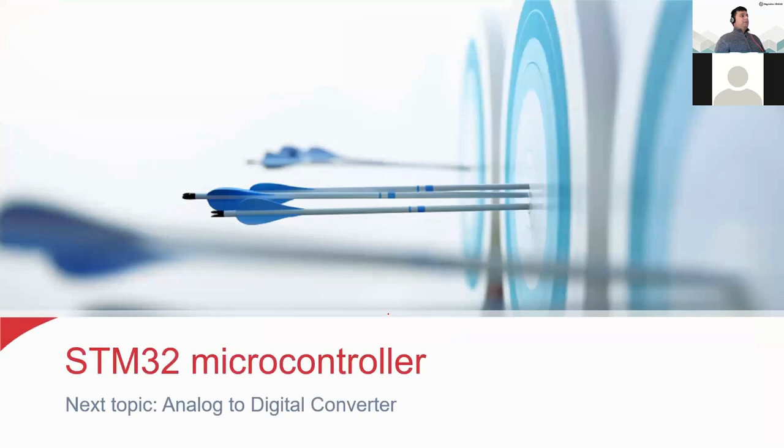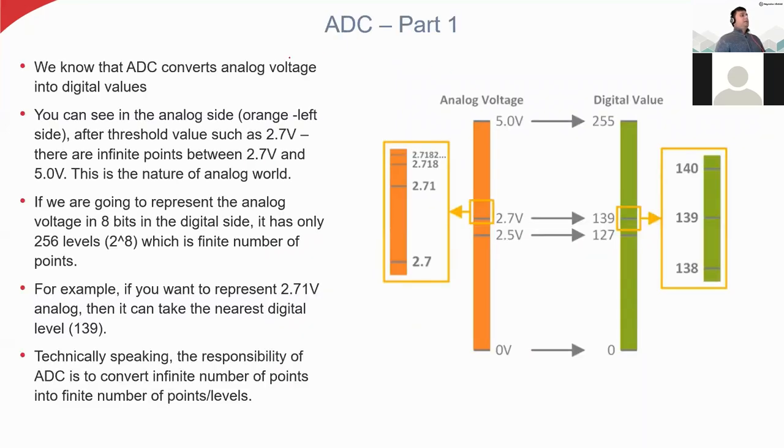Okay, so now I think we will start with a new topic, analog to digital converter. So you should know how to configure analog to digital converter. First, what is ADC? From the name itself, ADC is analog to digital converter. So it converts analog voltage into digital values.